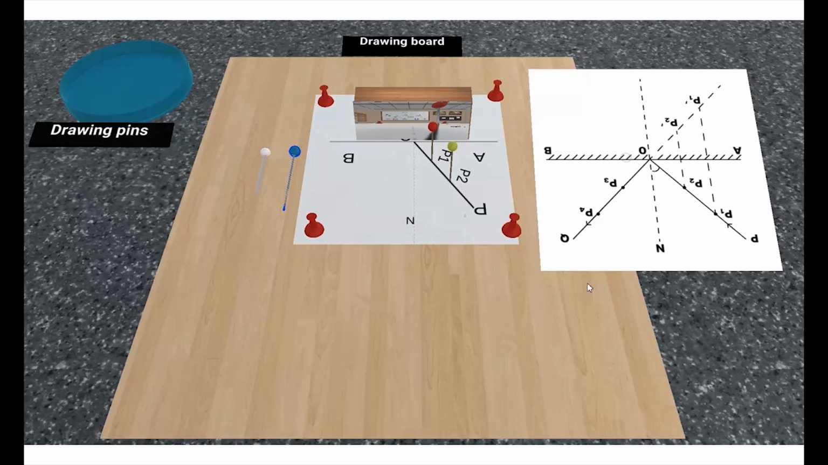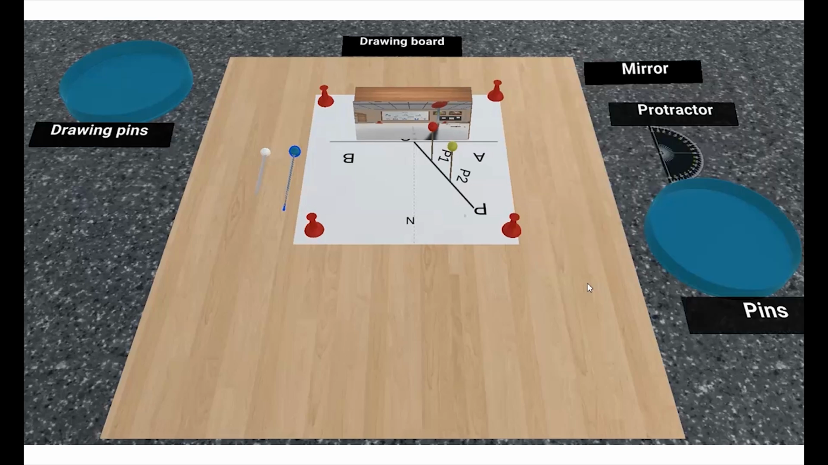connecting P1 and P1'. Fix pins P3 and P4 vertically such that their feet appear to be in the same straight line as that of images P1' and P2'. Ensure that the feet of the pins lie in the same straight line. Drag and drop the pins.